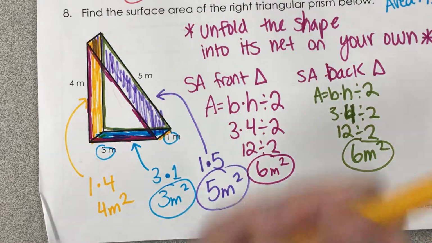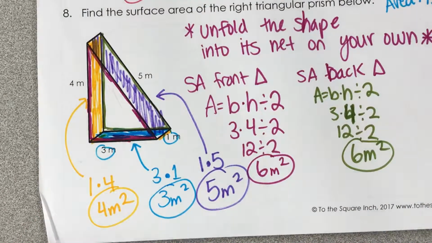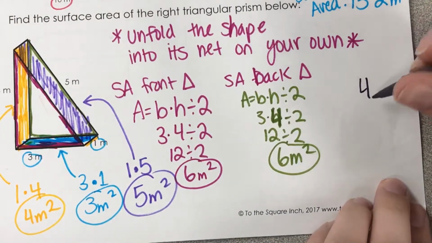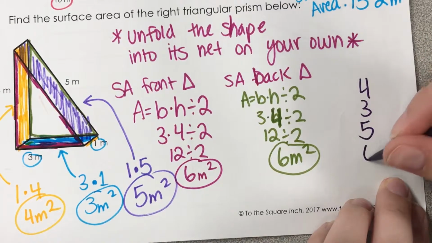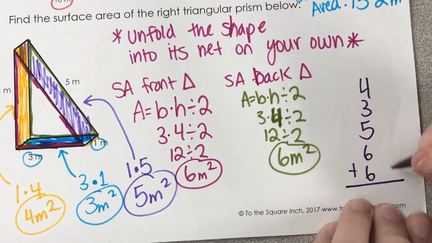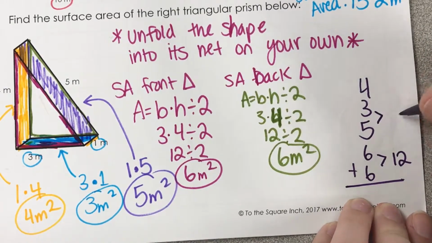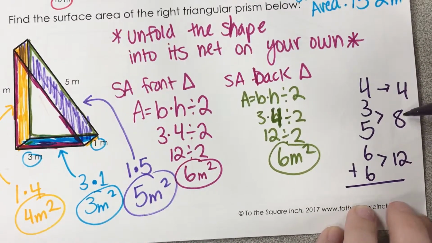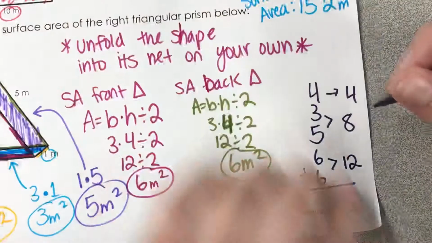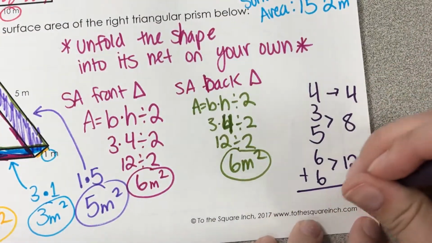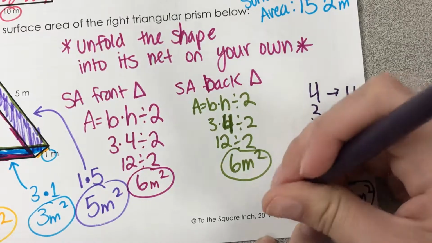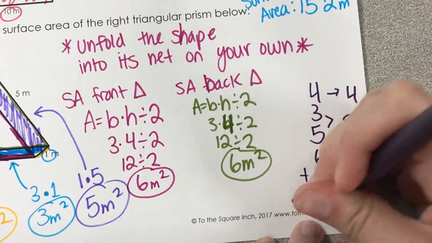I have all my dimensions, and then my last step is I need to add them up. So I'm going to put this over here. 4 plus 3 plus 5 plus 6 plus 6. Well, I know that this is 12. That's 8. 4 plus 8 is already 12. So that means 12 plus 12 is 24 meters squared. That is my surface area.